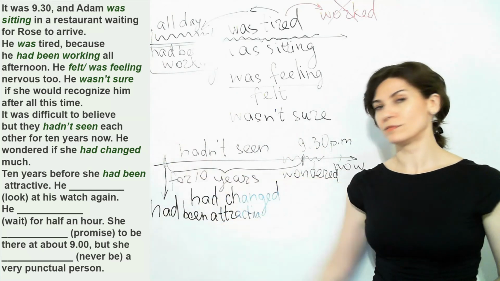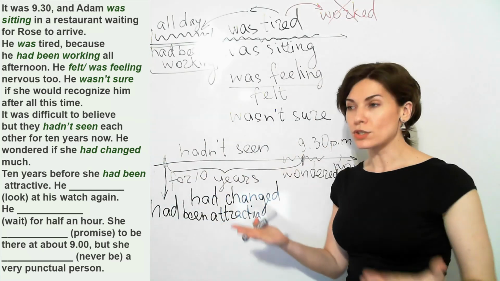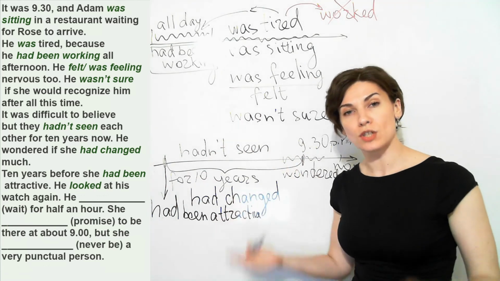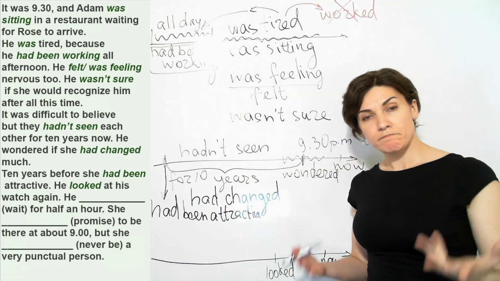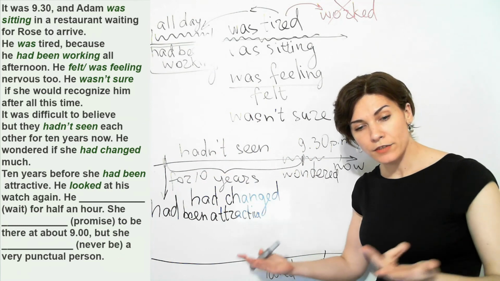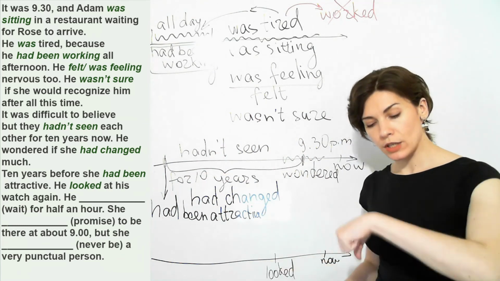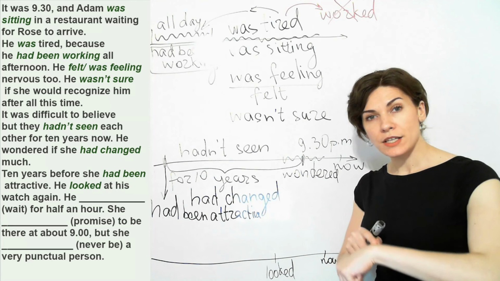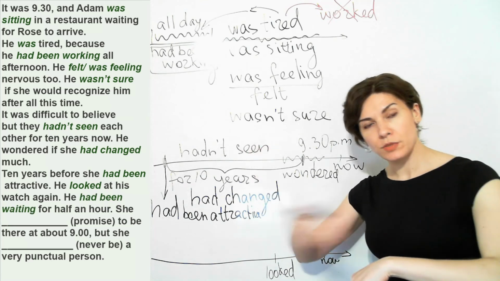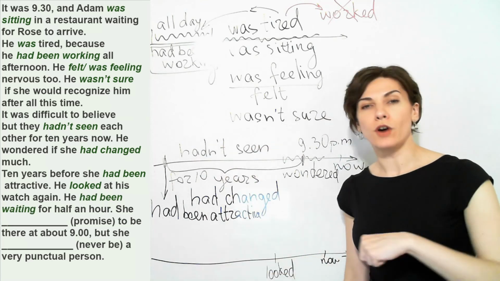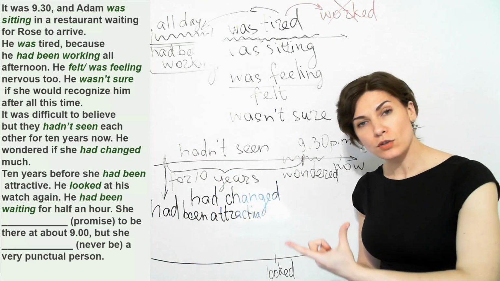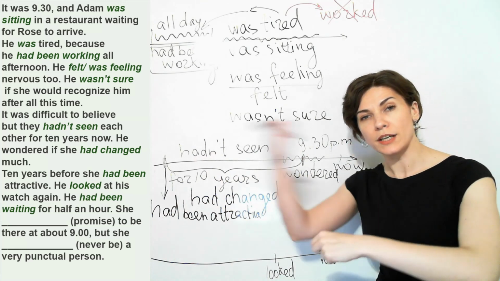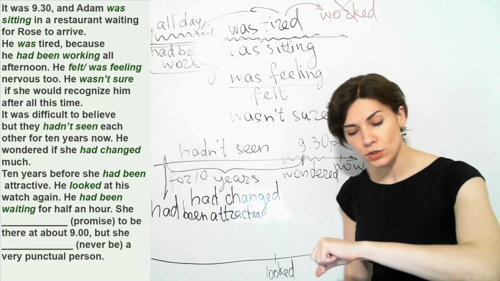10 years before. He looked, obviously, he looked at his watch again. It happened after other actions. He had been waiting for half an hour. At that point, when he looked, he realized that he had already been waiting for her for half an hour. We mentioned for how long this action had been happening before he looked at the watch.